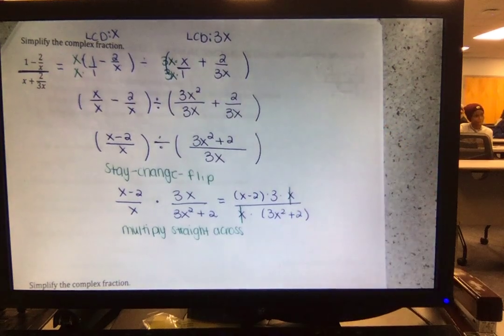So they cancel. Why can't those 3s cancel out? Because they're not the same thing, right? This one is just 3, and this one's 3x squared plus 2. Why can't the 2s cancel out? Yeah, it's not the same factor, they're not like terms, none of that good stuff.